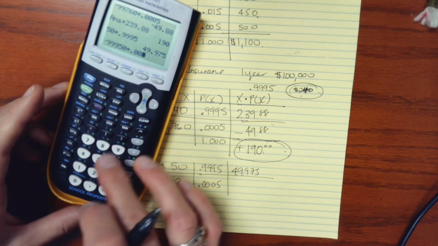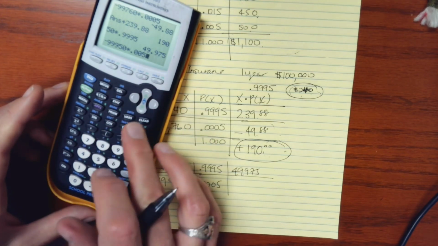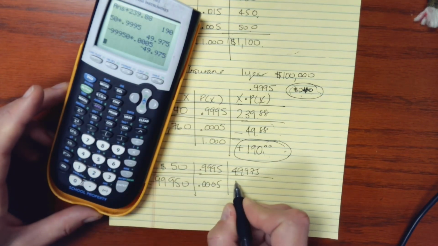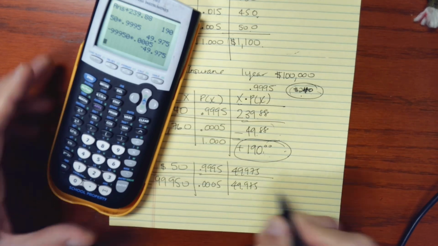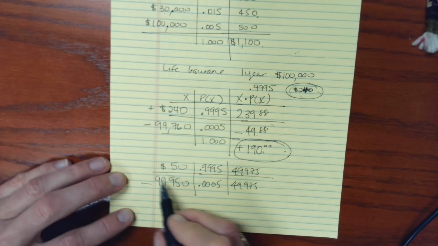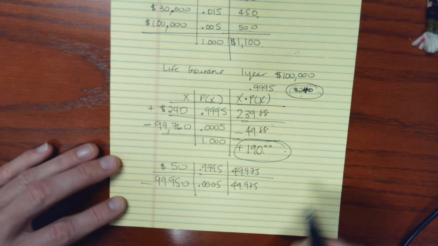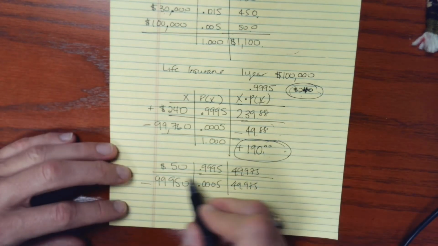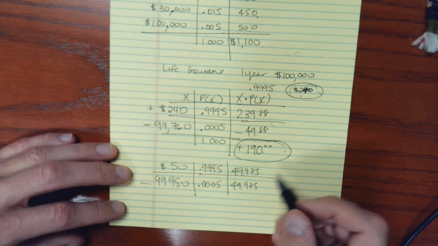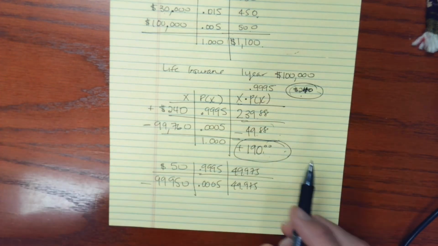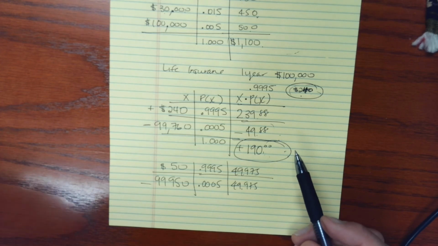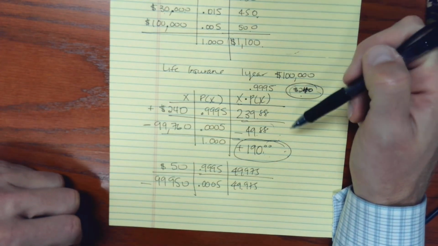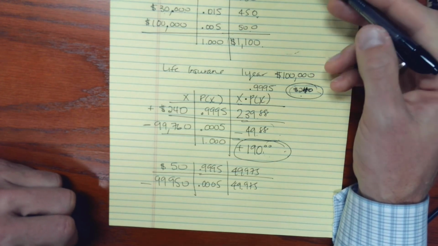And when I take negative 99,950 times 0.0005, that's negative 49.975. So at $50, you're just going to break even. And so you want to charge at least $50. Well, $50 and a penny, I guess, would be exact. So those are two examples of an application of discrete random variables in the field of insurance.